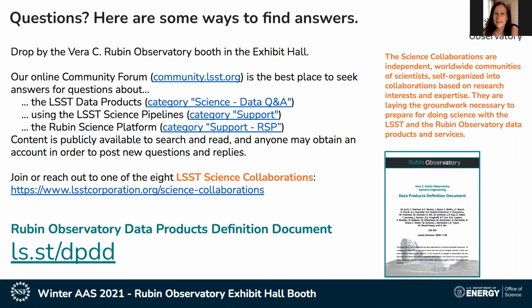Third, if you're interested in getting involved in preparing for science with Rubin Observatory, you might like to join one of the 8 LSST science collaborations. The science collaborations are independent worldwide communities of scientists, self-organized into collaborations based on research interests and expertise. They are laying the groundwork necessary to prepare for doing science with the LSST data products and services, and are open and welcoming to all, especially to students. Joining a science collaboration is a great way to learn about Rubin Observatory.